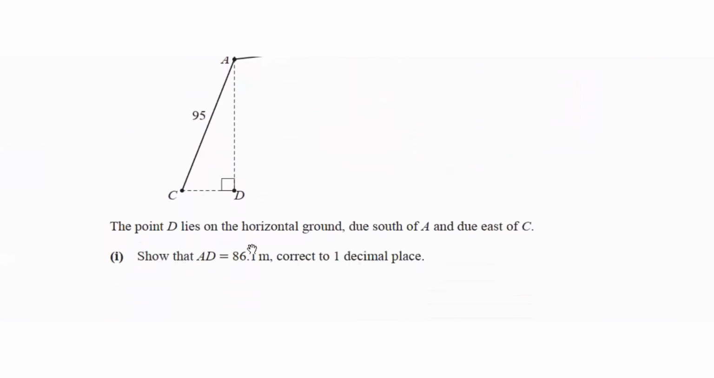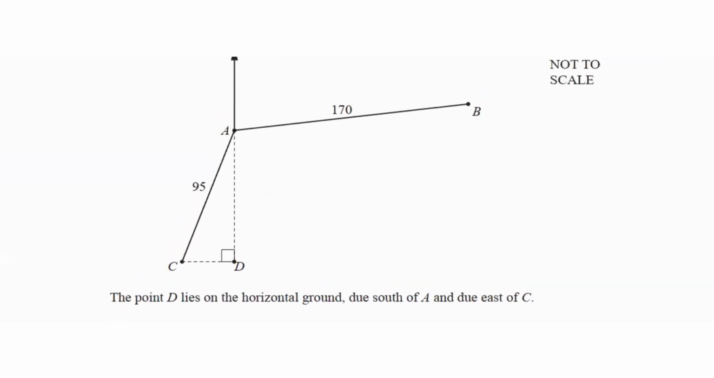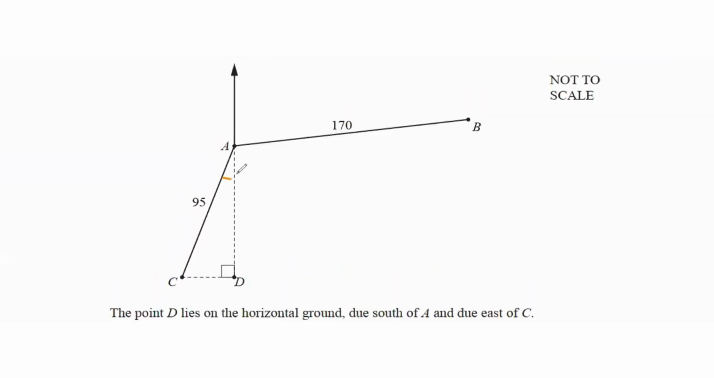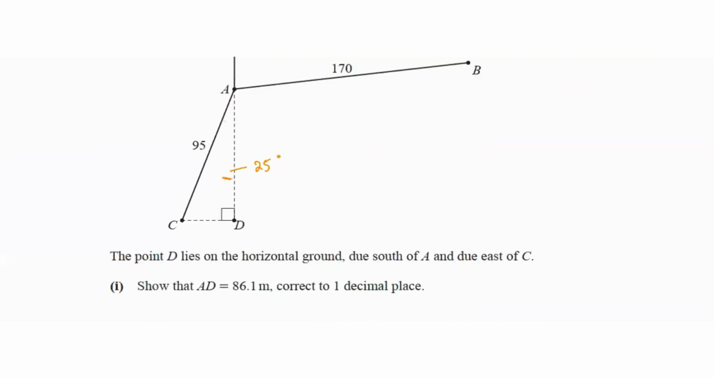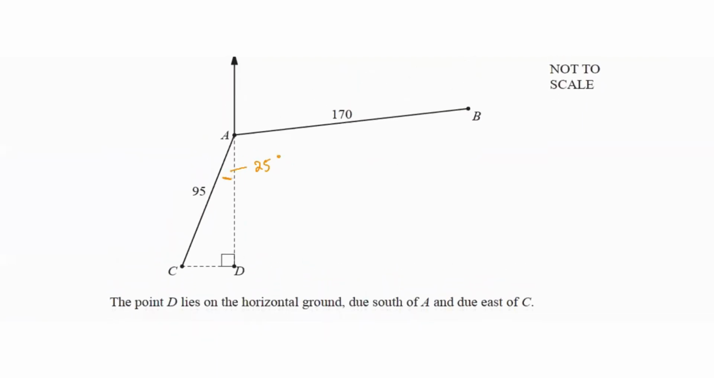Part C says the point D lies on the horizontal ground due south of A and due east of C. Show that AD is 86.1 meters correct to 1 decimal place. So we know this angle is 25, which we calculated in the previous part. So we have to show that AD is 86.1 correct to 1 decimal place.